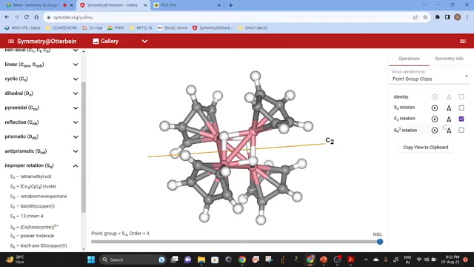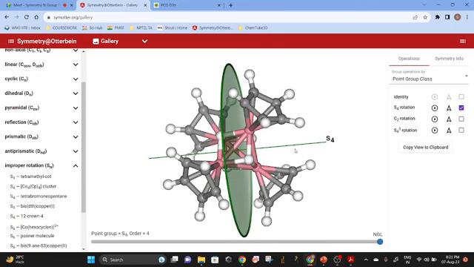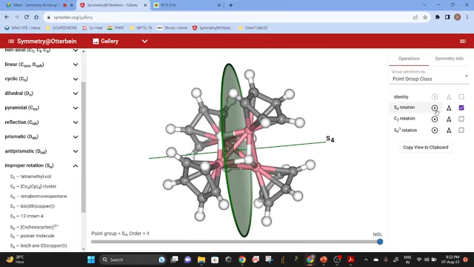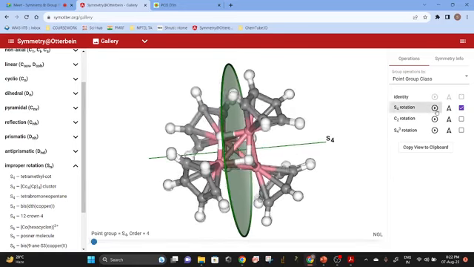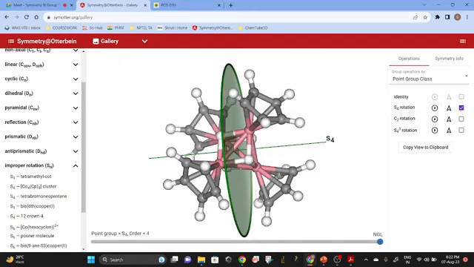Now let's see where is S4. At the same axis. S4 now you can visualize, right? You have to rotate by 90 and then reflect. So now if this molecule is the same as given in the question, then the answer should be S4.